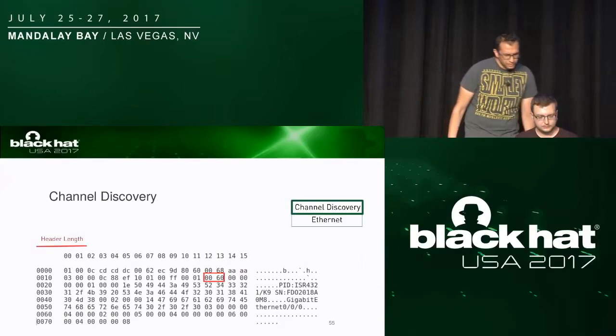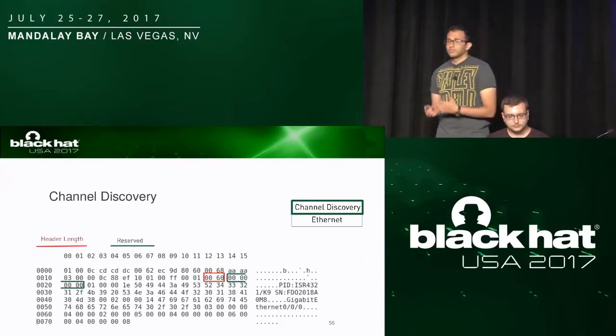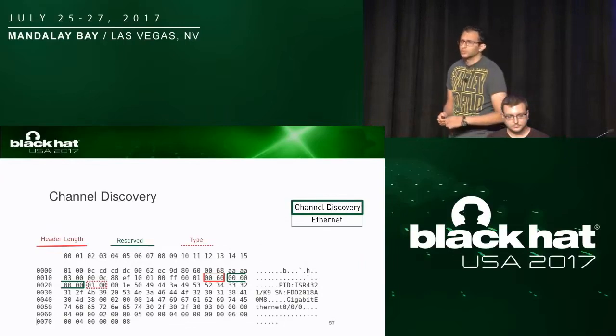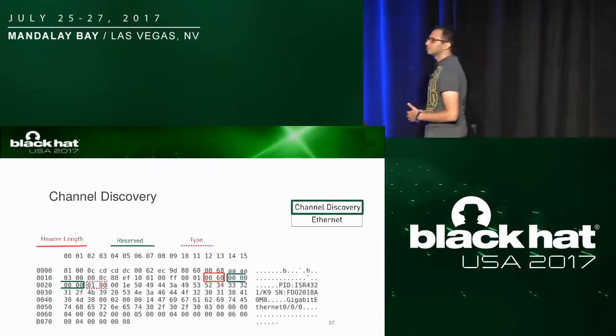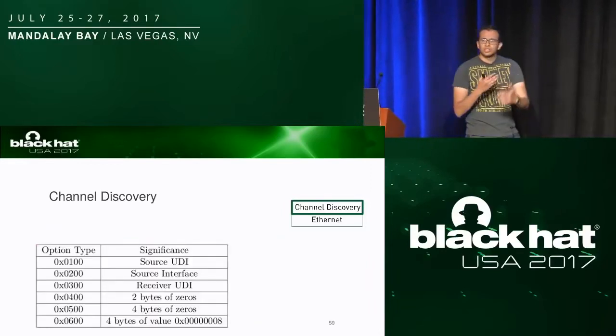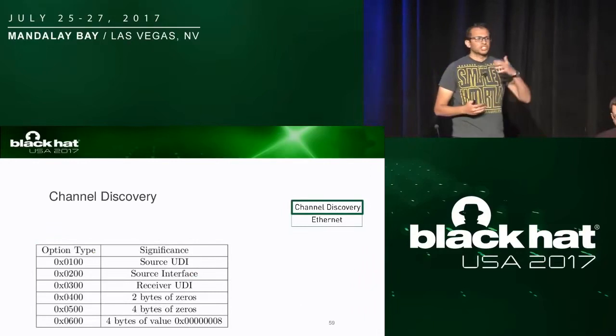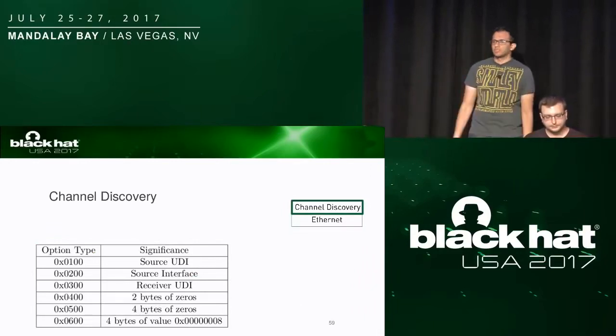After that, we have the header length and some reserved bits, they never change. And after that, we start again with the type, length, and value. For the available types for the channel discovery, here they are. Some for the UDI, what we mean by UDI is the serial number of the device plus the model, or the receiver, or if we are speaking about interfaces.